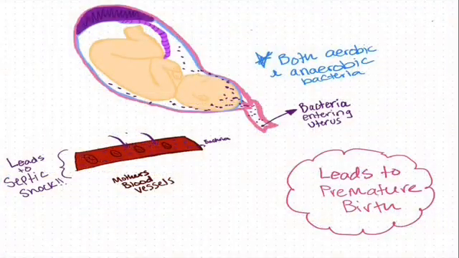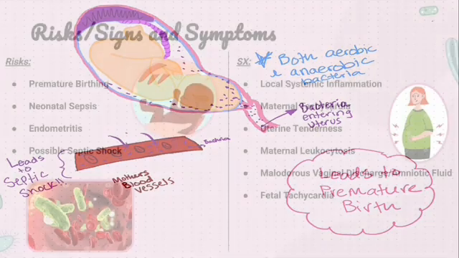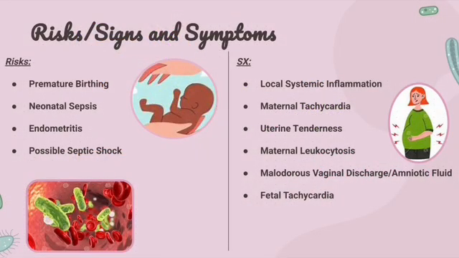As you can see within this picture, bacteria is entering the uterus from the vaginal canal and is infecting the amniotic fluid surrounding the baby. The mother's blood vessel is shown underneath to display how septic shock can occur within her. Risks of this disease include premature birthing, neonatal sepsis, endometritis, septic shock. Signs and symptoms include local systemic inflammation, maternal and fetal tachycardia, uterine tenderness, maternal leukocytosis, and malodorous vaginal discharge.